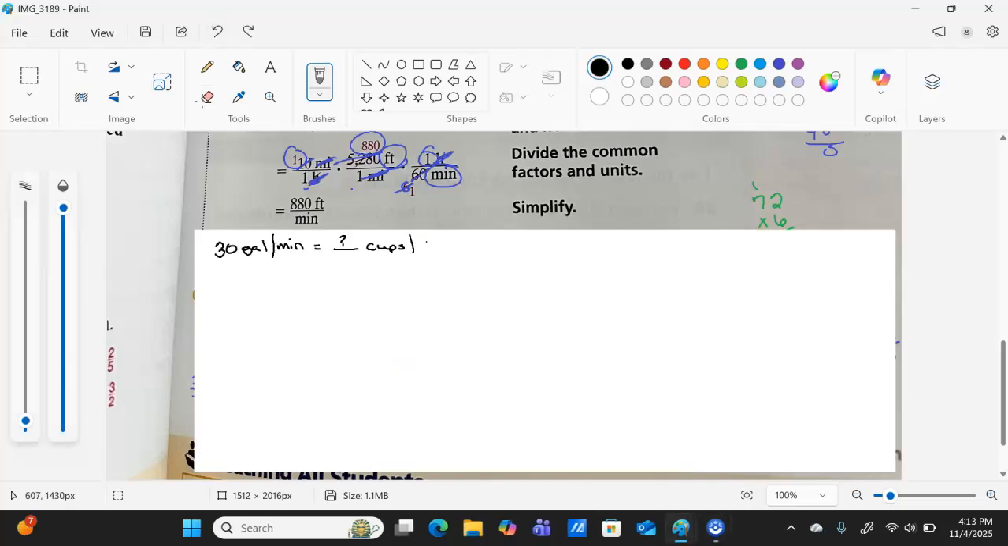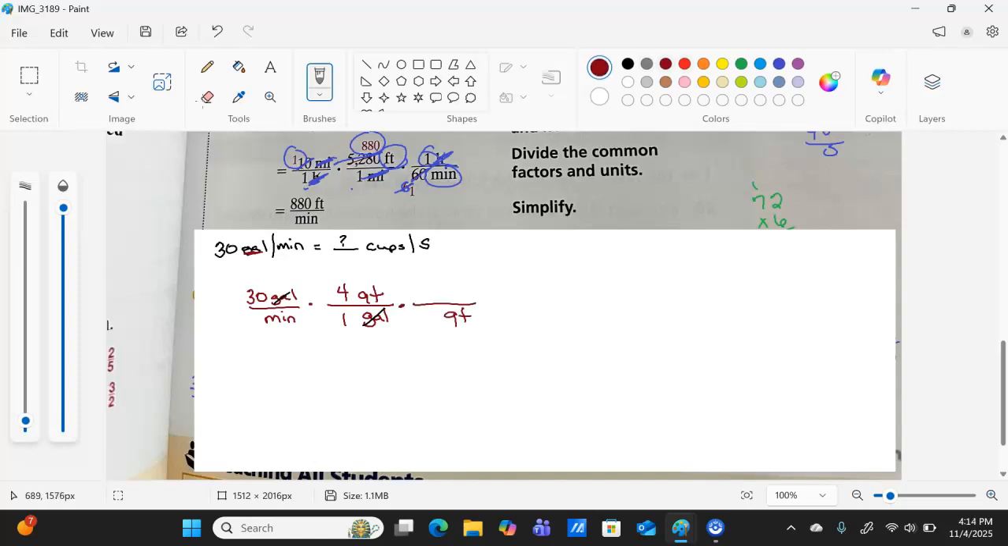Okay, let's do one more. Let's say I had 30 gallons per minute and I wanted to go to cups per second. So we're going to start with 30 gallons over minute. And I'm going to swap out my gallons, this top unit first. So it's up top, it's got to go down to the bottom. And from gallons, I can go to quarts. There's 4 quarts in 1 gallon. And so if we look there, gallons is now gone.